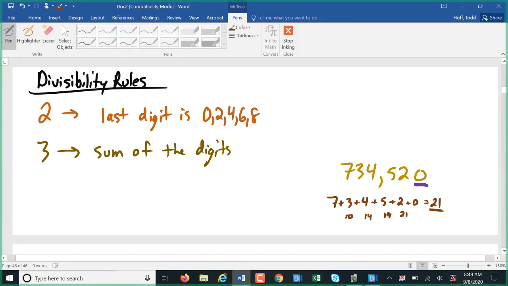Is 21 divisible by 3? Well, sure it is. In fact, if I'm not sure, I can go to the next step. I can do 2 plus 1 is 3. That's definitely divisible by 3. So 21 is divisible by 3, and 734,520 is divisible by 3.